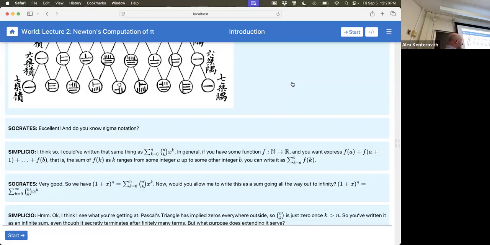Would you allow me to write this sum as an infinite sum, going all the way out to infinity, not stopping at n? There's an n here. There's also an n here. This n is actually not necessary. Can you sum all the way out to infinity? What do you think? Why not? Yeah, Jeffrey, or why can you?